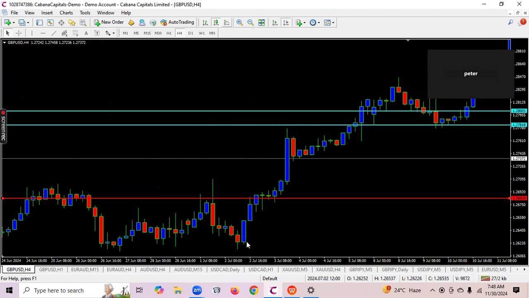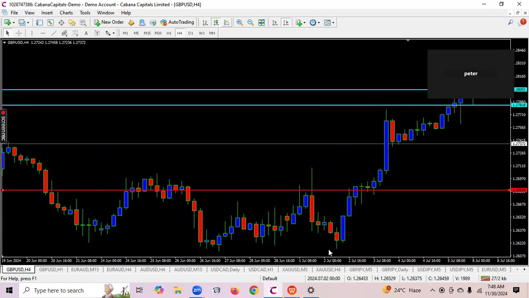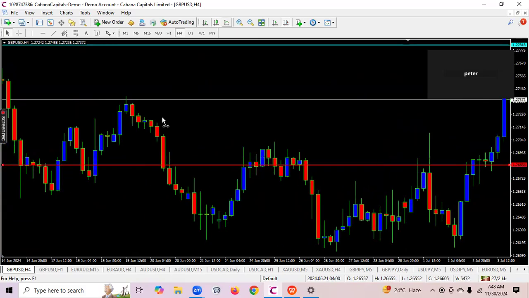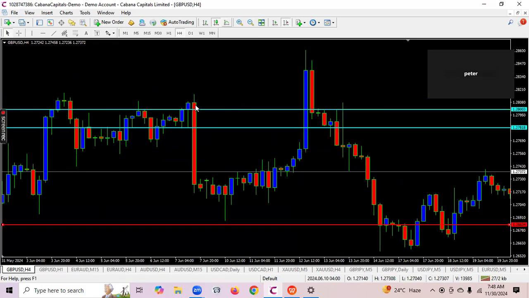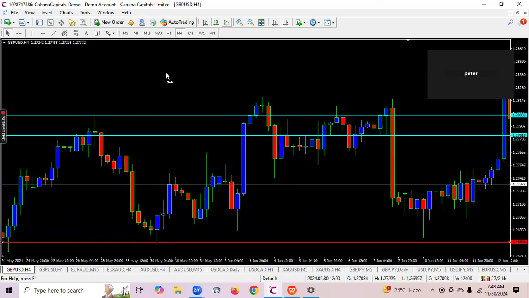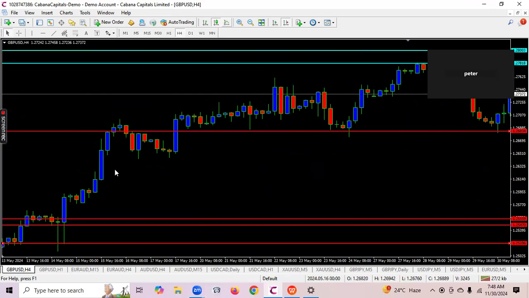Okay, this is an example of engulfing also. You can see it engulfed these two candles. And what happened to price? Price went up, you can see. So this is an example of a bullish engulfing pattern. Okay, let me look for one more example, then that will be all for this session.